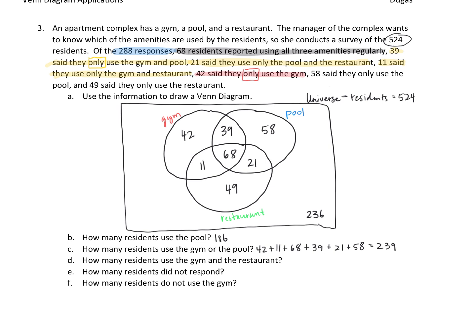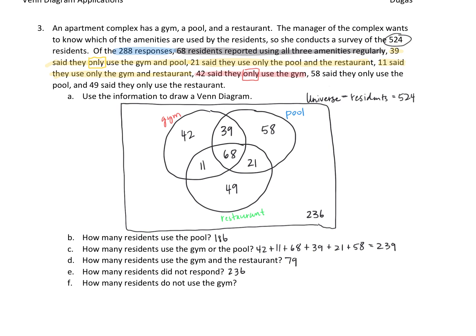Part D, how many residents use the gym and the restaurant? So how many use the gym and the restaurant? So that would be these two sections right here. Looks like a football. So 11 plus 68 would be 79. So 79 of the respondents use the gym and the restaurant. Part E, how many residents did not respond? Okay, that's the 236.